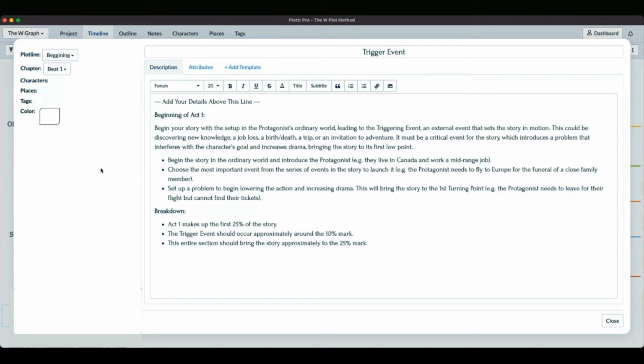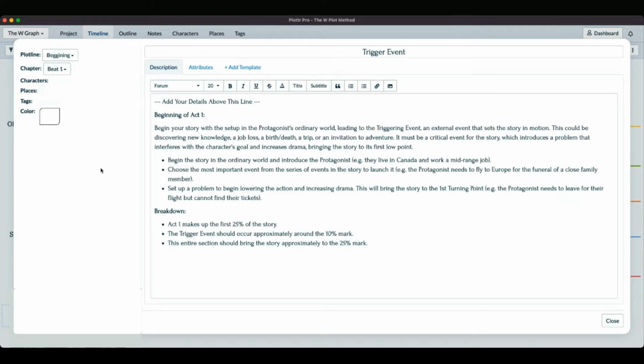It can be any number of things. It can be a job loss, an upcoming trip, an invitation to adventure of some sort. For a mystery, it can be actually the committing of a crime, whichever the main crime is going to be that we're going to deal with within this story. Okay, it's the most important event that really sets our story in motion.